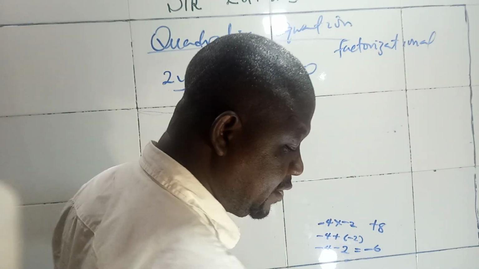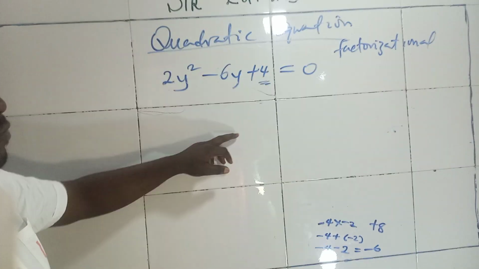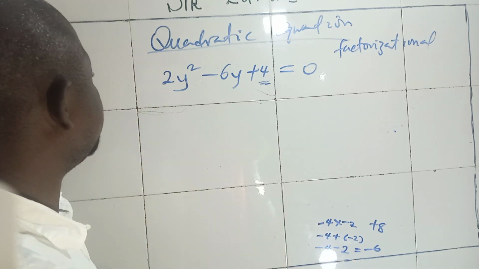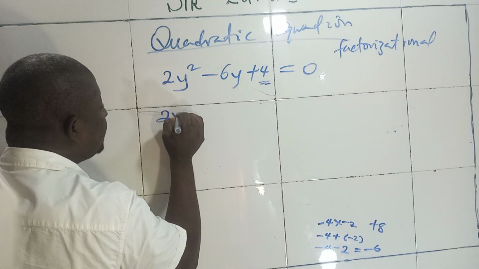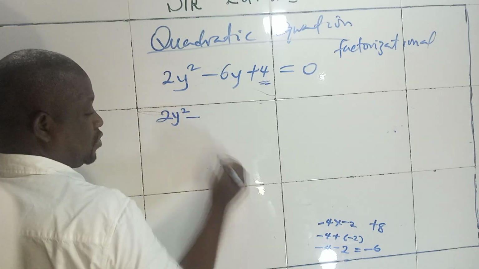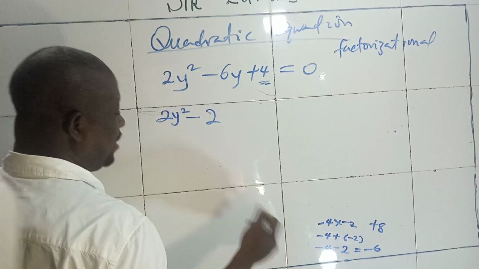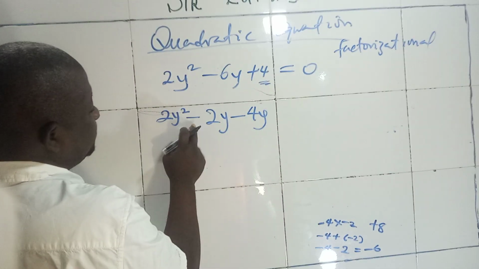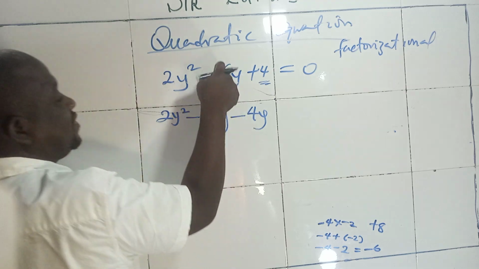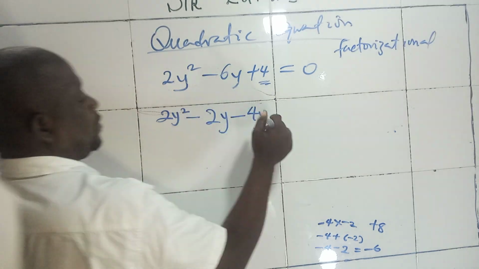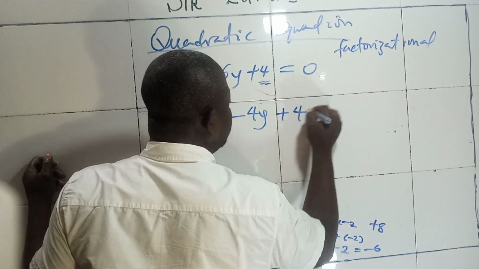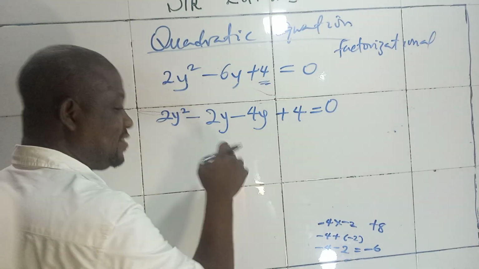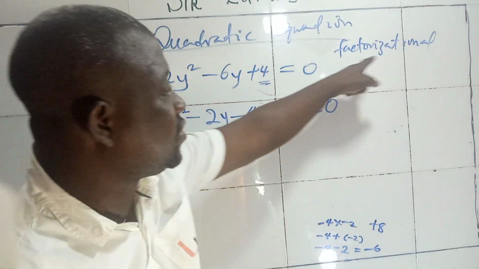So minus 4 and minus 2 are the numbers, or the factors, I'm going to use in this equation. So anywhere you find your minus 6y, it will now be what? Minus 4 and minus 2. So let me follow with the expression. I can say 2y squared minus 2y minus 4y, because this minus 2y minus 4y is now standing for this minus 6y, plus 4 is equal to 0. So you now factorize. That is the main thing we are talking about, the factorization method.